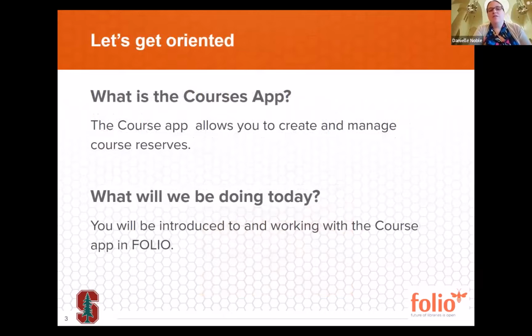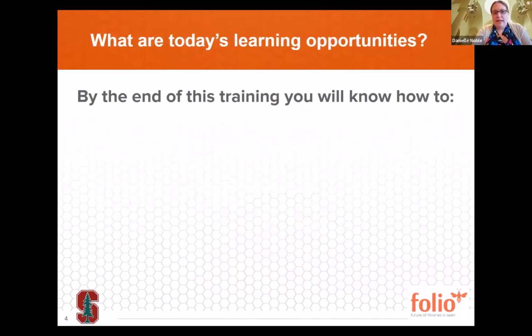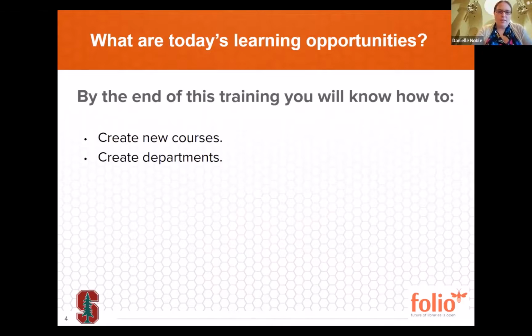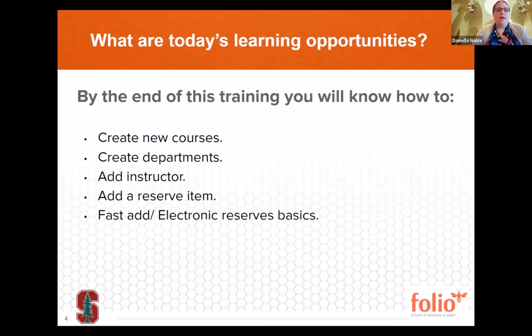So today we're just going to go over the Courses app. In Folio, this is what we use to create and manage our course reserves. We're just going to give you a really quick overview of how it works and how to use it to create course reserves. Hopefully by the end of today, you're going to know how to create a course, how to create departments in the Courses app, how to add instructors, and how to add a reserve item. We're also going to go over fast add and just the real basics of electronic reserves, and then how to cross-list a course, de-reserving, and bulk editing.